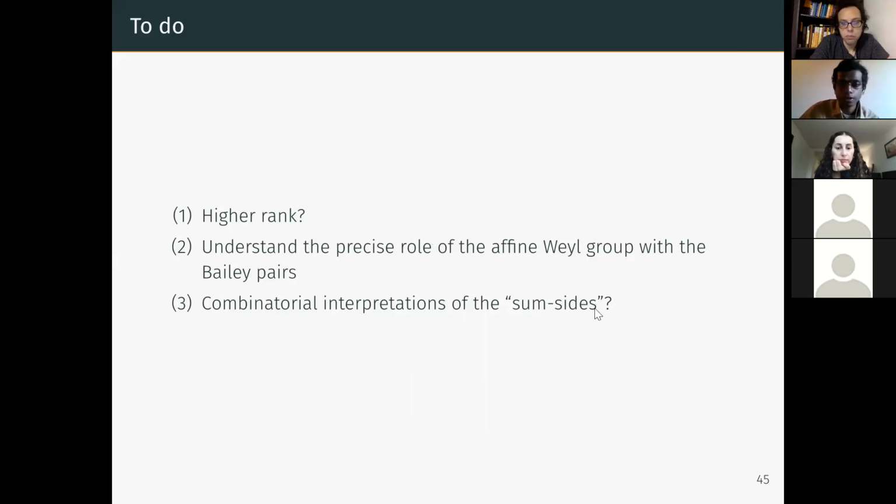And thirdly, what are these sum sides counting? They don't always count the things. Rather, let me put it this way. They seldom count the things that are going to be coming from actually counting the bases. They usually count something different. But still, we don't know what these count beyond, I think, level 7. I don't think there is any description.